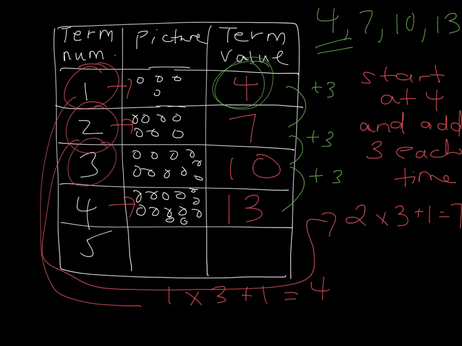Same with the third term number. 3 times 3 plus 1 equals 10, etc. So another way to do this pattern is the term number times 3 plus 1 will give you the term value.